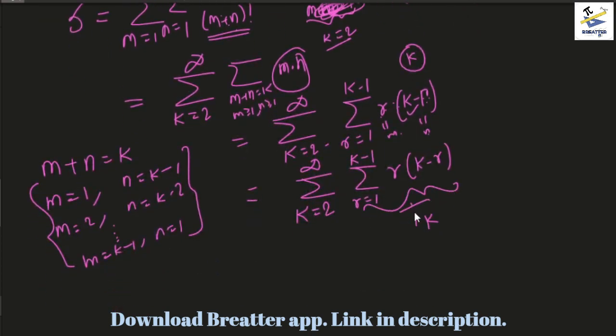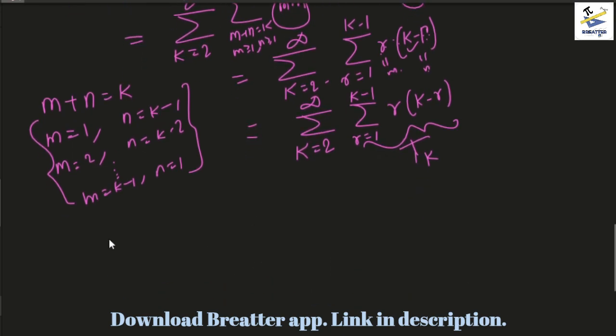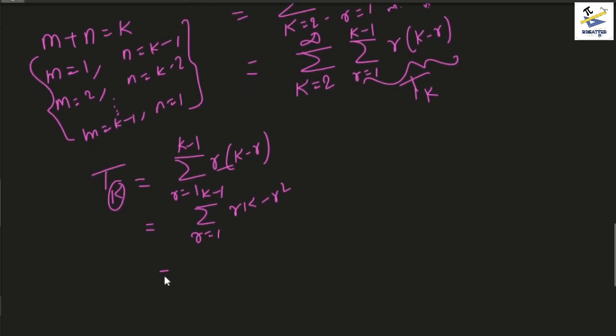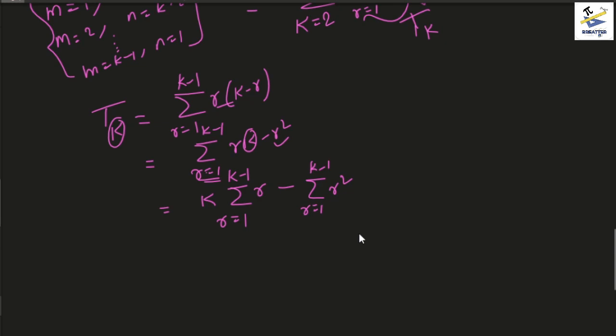Now call this inner sum tk. Let us evaluate tk, and tk is a finite summation because it does not have any infinite summation in it. tk is a summation which depends on k, because it is from r equals 1 to k minus 1, and inside we have r into k minus r. We can distribute this as rk minus r squared, and k is a constant in the first summation because the summation variable is r. We can write this as k into summation r equals 1 to k minus 1 of r, and the second summation as minus summation r equals 1 to k minus 1 of r squared.